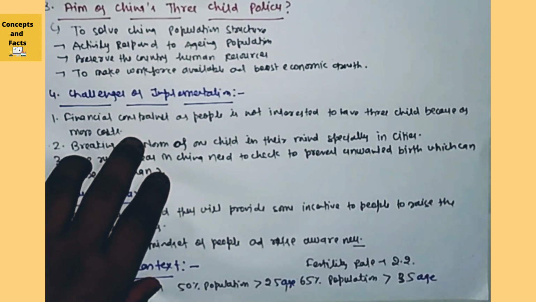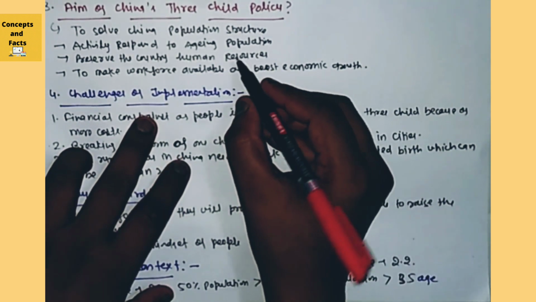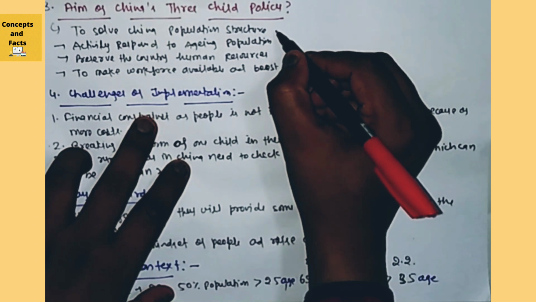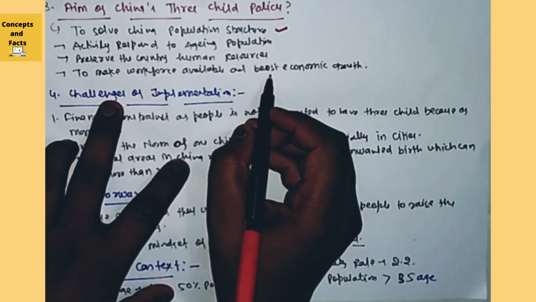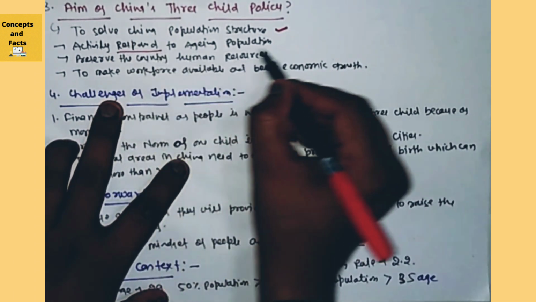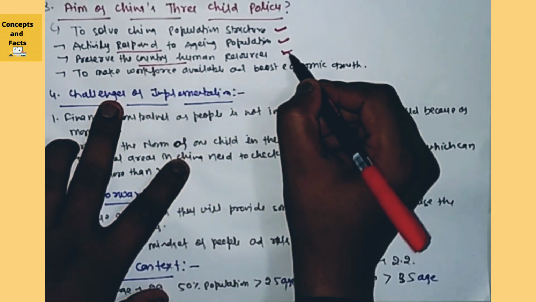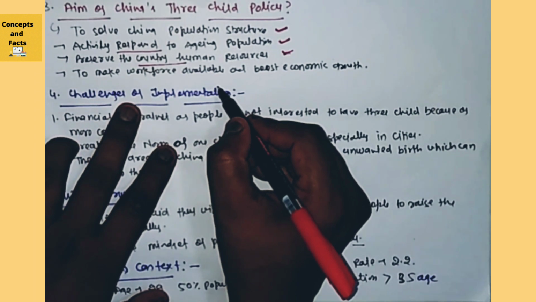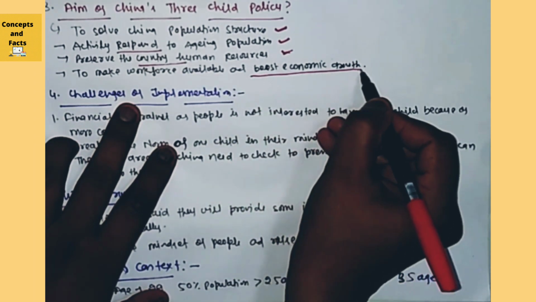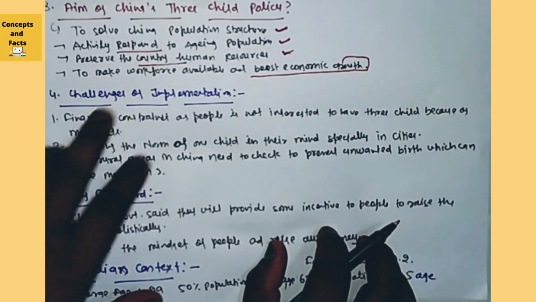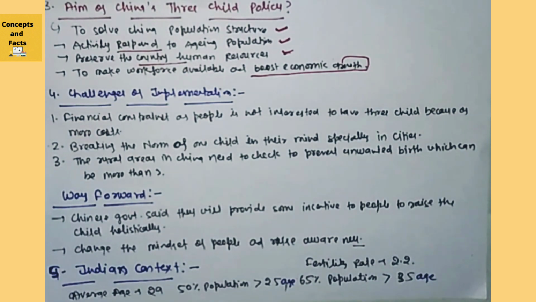The first and most important reason for adopting it is to solve China's population structure problem. The second is to actively respond to the aging population, preserve the country's human resources, and make the workforce available and boost economic growth. Now, obviously this is the aim of China's three-child policy, but there are some challenges of implementation.